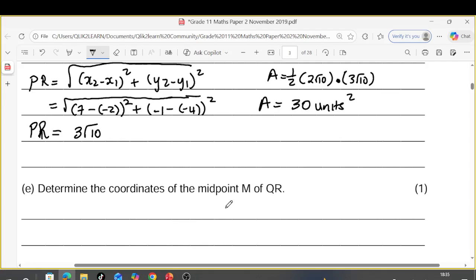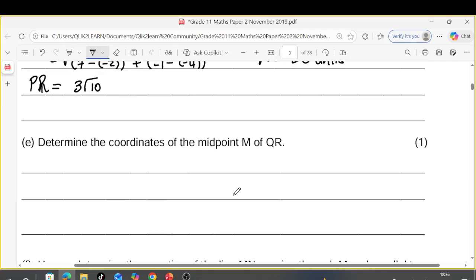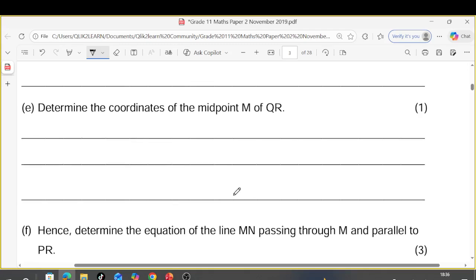Listen, the next question says determine the coordinates of the midpoint M of QR. They want us to find the midpoint. For the fact that I see the word midpoint, this tells me that I need to use the formula: x2 plus x1, we divide everything by 2, that will give us the x coordinate. Then y2 plus y1 divided by 2, this one will give us the y coordinate.